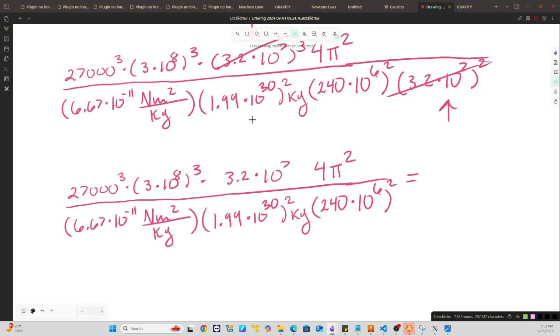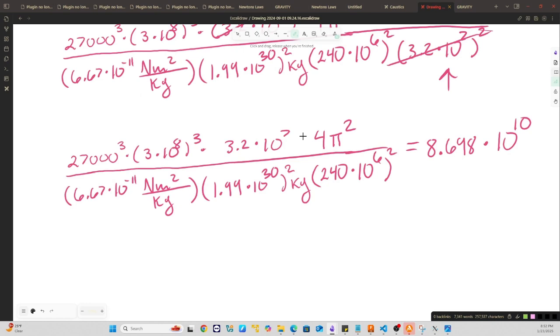And so if we go through and simplify this, we get 8.698 times 10 to the 10th power. And that is approximately equal to 90 billion. So we see that 90 billion suns is equal to the mass of the Milky Way.